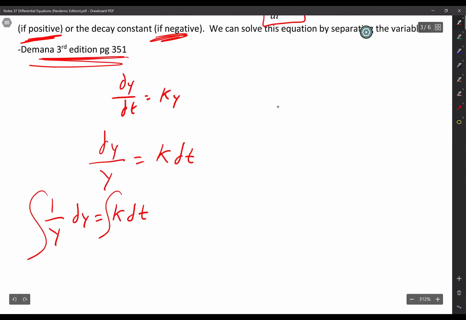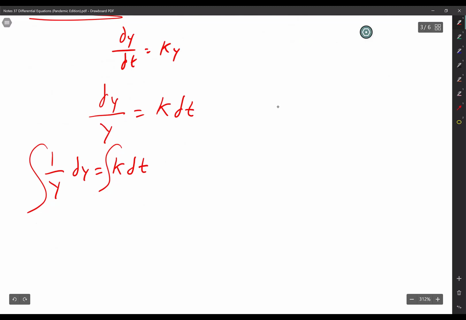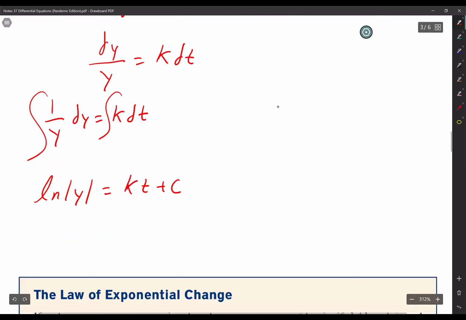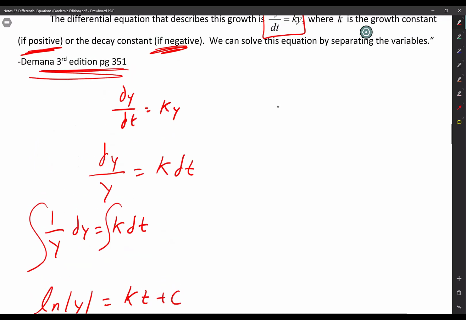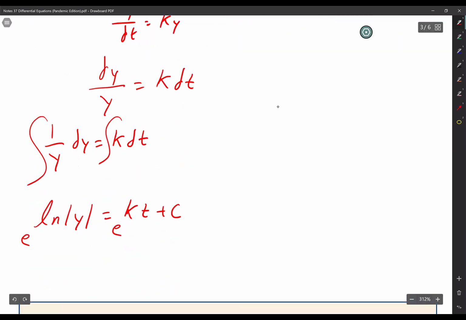Integral. Antiderivative of 1 over y. Do you guys remember? Perfect. ln absolute value of y, because there's no limits, equals k, and then I'm going to put a t next to it, plus c. Now there's an equation, but you don't want to have it like this, guys. You want to have it in terms of y equals. So to get y by itself, I'm going to go e. So now I have absolute value of y equals e to the kt plus c.